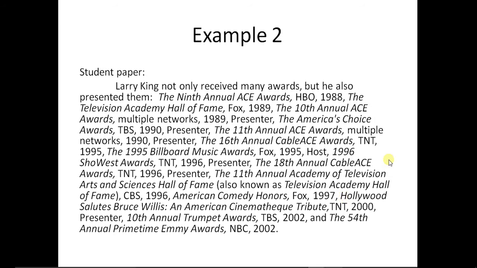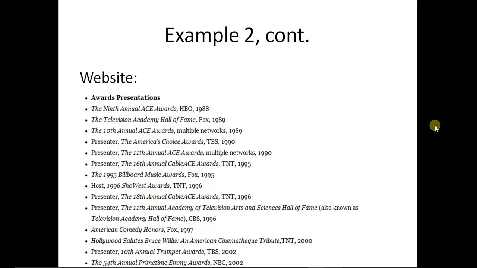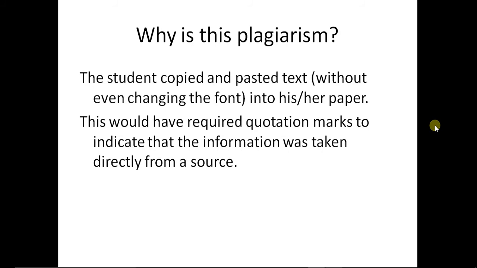So the next one we have, this is the student's paper. This is what the student submitted. And again, remember, you can pause it if you want to take a better look. So this is what's on the website. As you can see, it is a list of everything that was on the other page. So the student took out the bullets and put in commas and made it into a list. So it's plagiarism because the student copied and pasted the text. There are no quotation marks to show it's a direct quote, and there's nothing showing what source it came from.